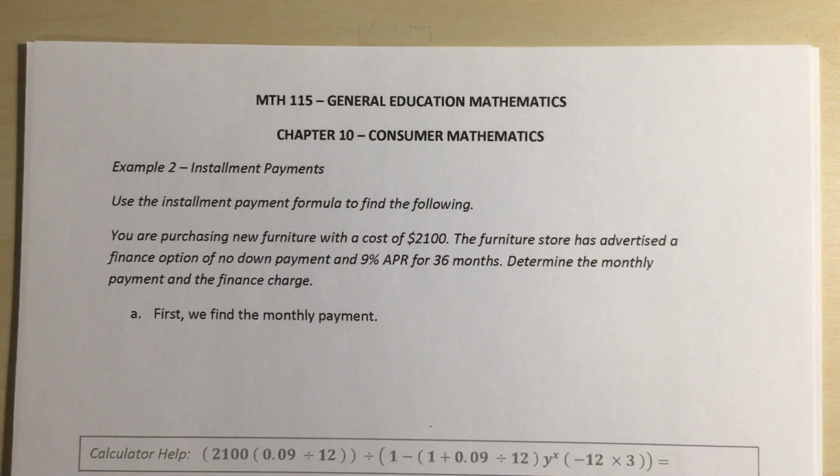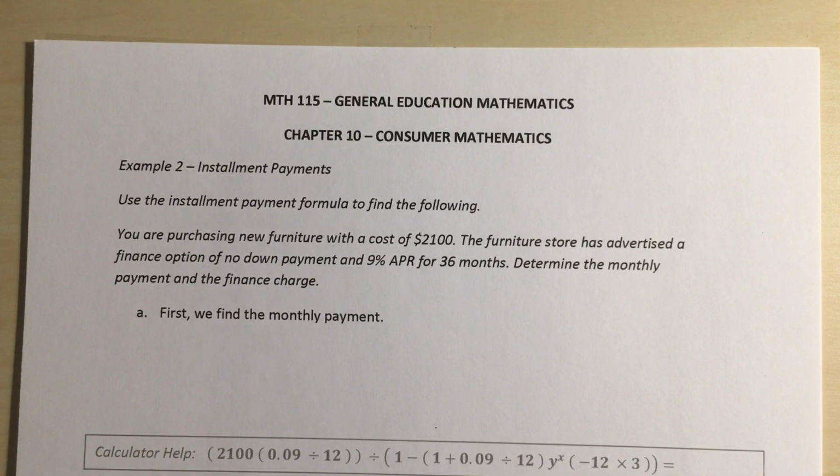You are purchasing new furniture with a cost of $2,100. The furniture store has advertised a finance option of no down payment and a 9% APR for 36 months. A common type of deal that we might see advertised, right? No down payment and a certain percentage rate for a certain amount of time. Determine the monthly payment and the finance charge.